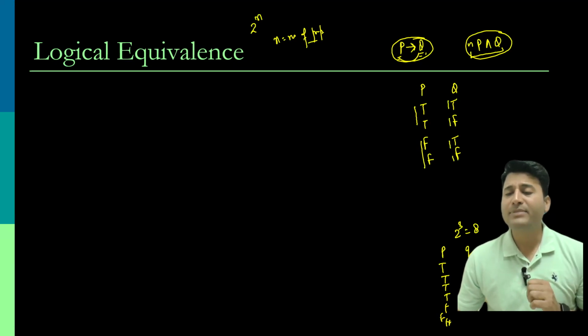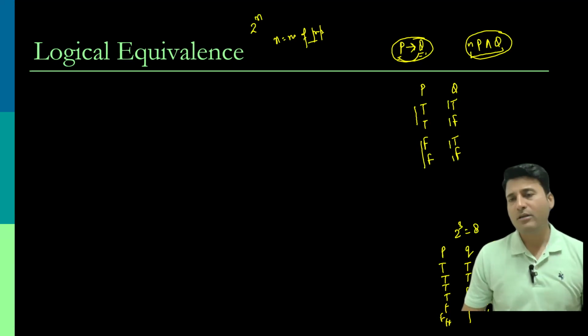4 times T, 4 times F. Then do its 50%, 2 times T, 2 times F in the repeated manner, then 1T, 1F, 1T, 1F. This is how we can combine all the inputs.